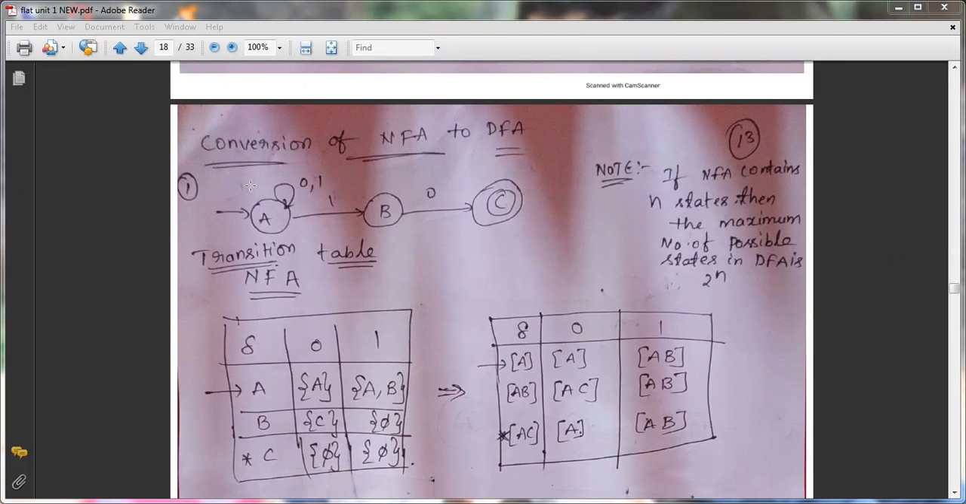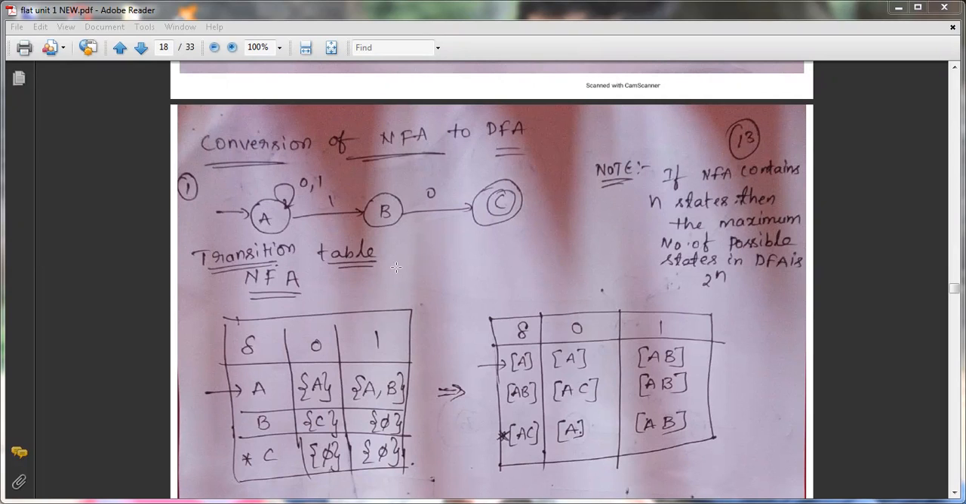So here I have taken one NFA. Is that NFA or DFA? I'm sure that it is NFA because it is not satisfying the properties or the rules that we have in the DFA. Because A on 0 is going to A, on 1 is going to A, and A on 1 is going to B also. That should not be there in the DFA. So what we have to do is convert this NFA to DFA here.